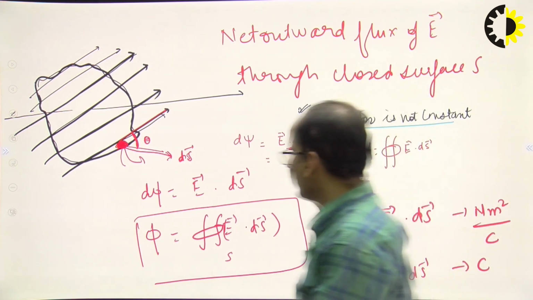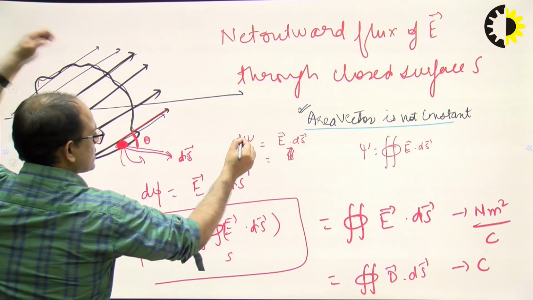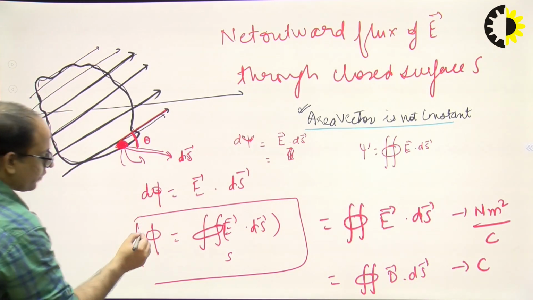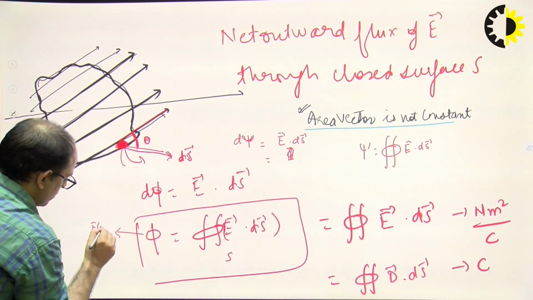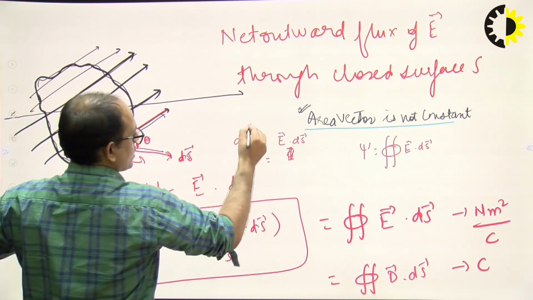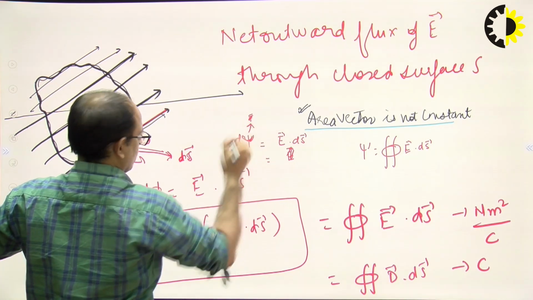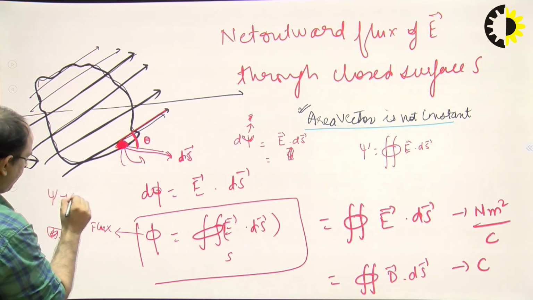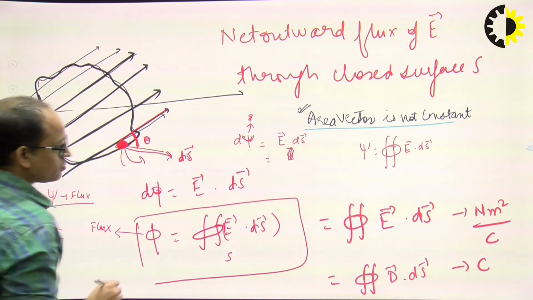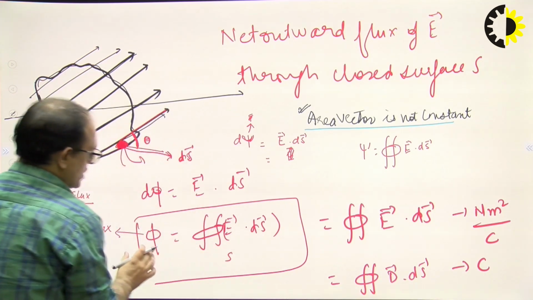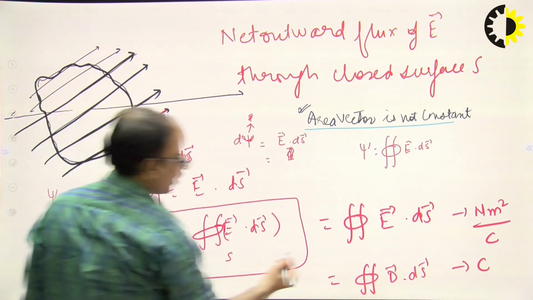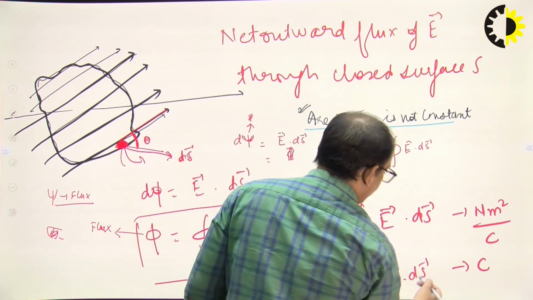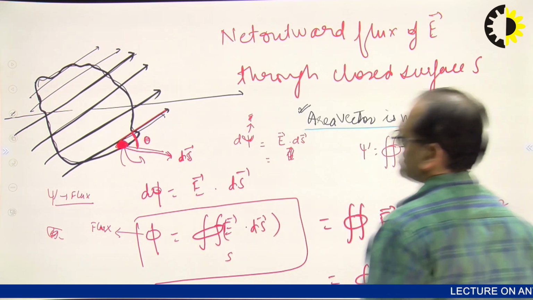Here I am telling that this psi represents the flux, and here this phi also represents the flux. So the net outward flux through the whole surface will be the closed integral of E dot ds, or you can say the closed integral of D vector dot ds vector.